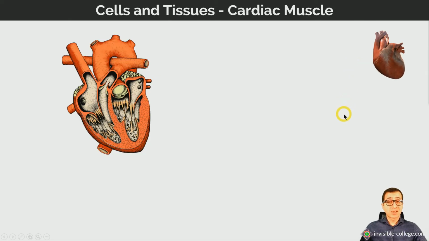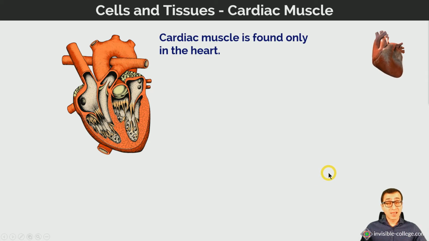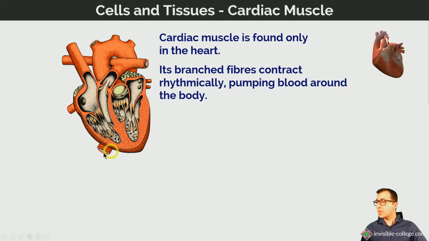So cardiac muscle is the type of muscle tissue only found in the heart. Rather than having linear fibers, as you saw in the skeletal muscle tissues, it has branched fibers which contract rhythmically. And the branched arrangement allows for the whole heart to squeeze, to contract around the volume of blood inside it, to allow the heart to fulfill its function of pumping blood around the body.